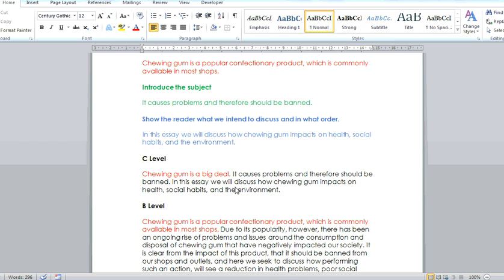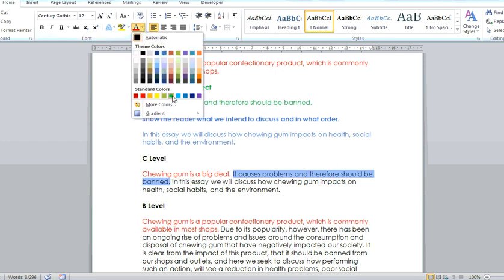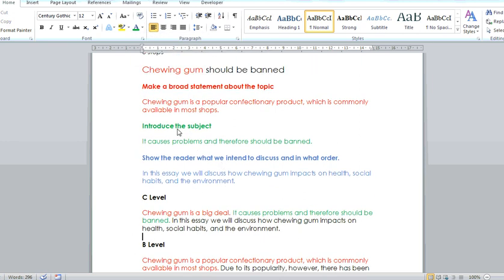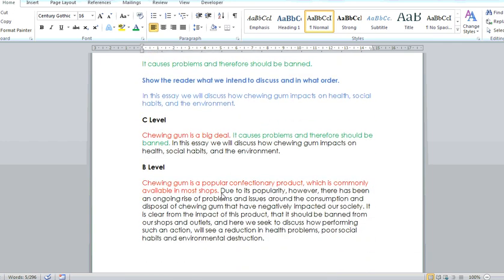In our second stage for our C level, we said it causes problems and therefore should be banned. And our intention there was essentially to show people that it was a problem and therefore our topic, which is that chewing gum should be banned, deserves to be acknowledged. We've done the same thing in our B level introduction. Once again, however, you'll see that we've spent more time going through and explaining this process. Due to its popularity, however, there has been an ongoing rise in problems and issues around the consumption and disposal of chewing gums that has negatively impacted our society.